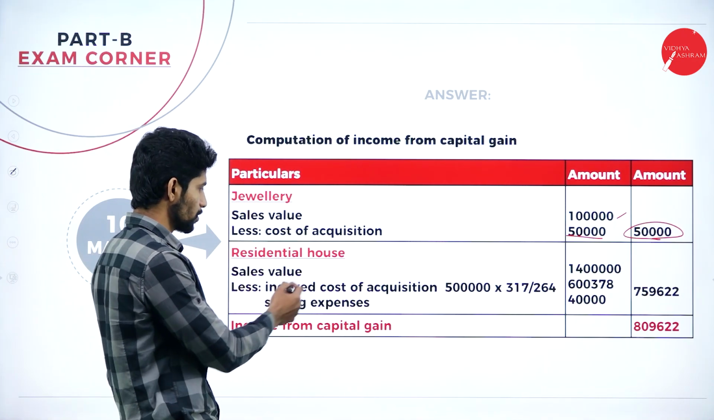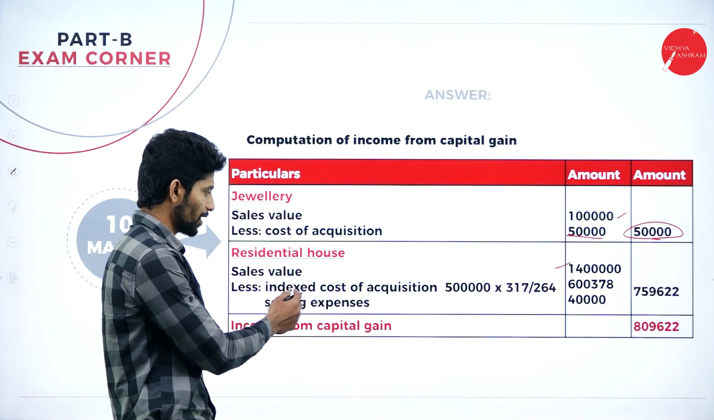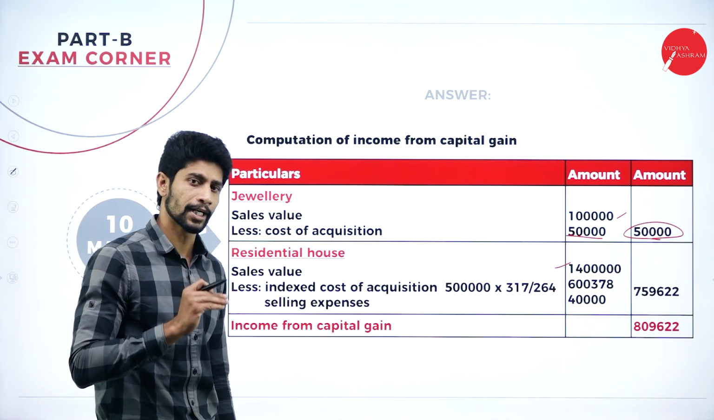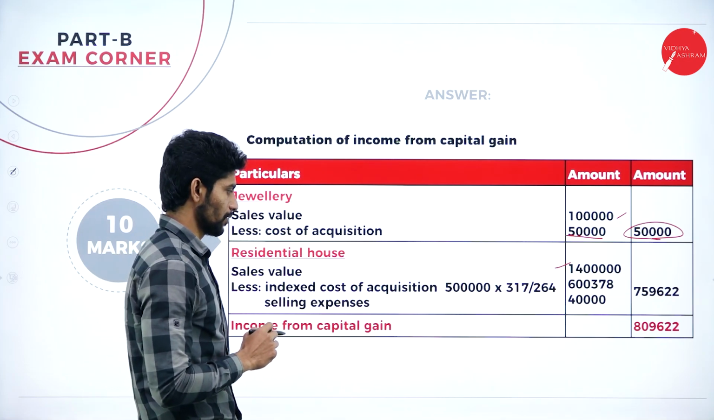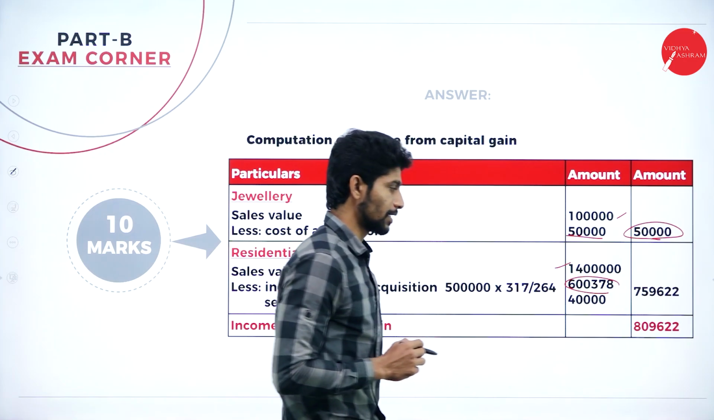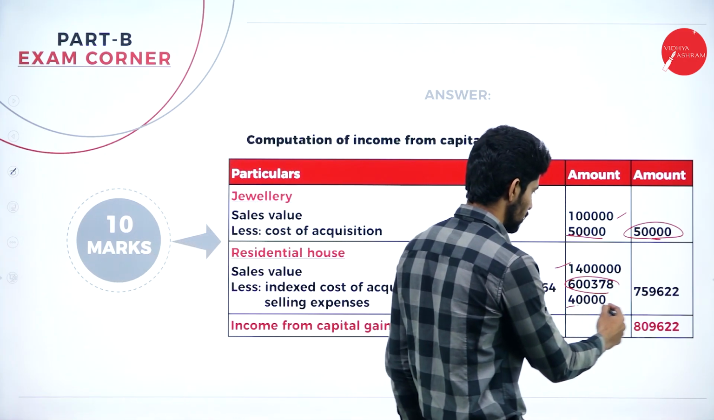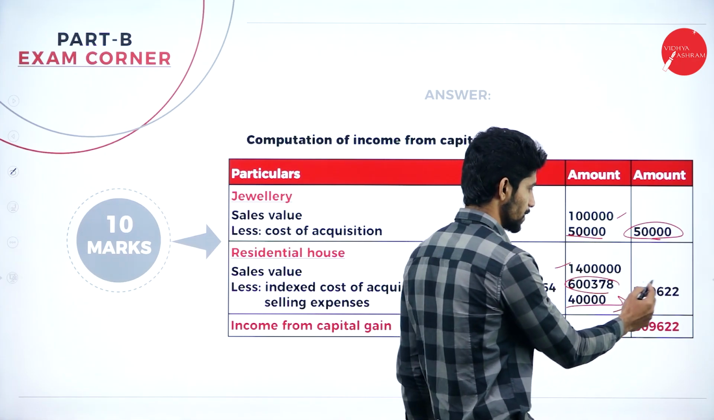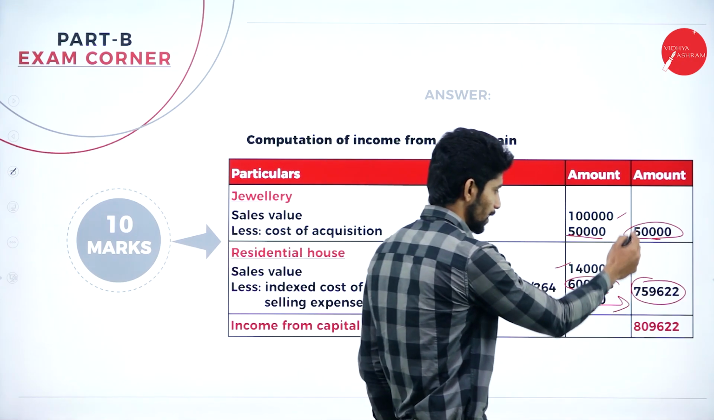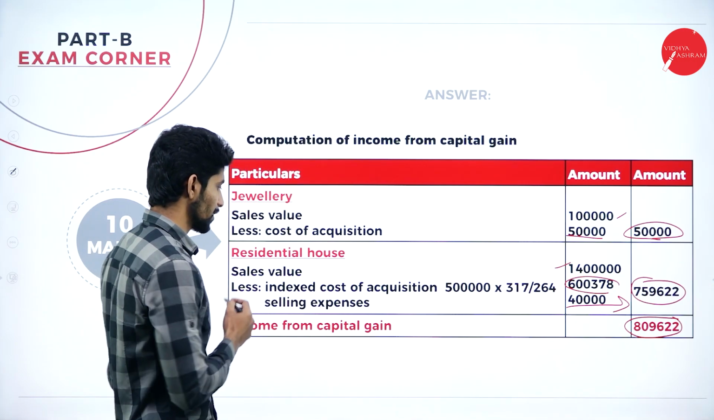But in residential house, sales value is 14 lakhs, and when you are computing, you will compute indexed cost of acquisition. You will not deduct the plain cost of acquisition, you will deduct the indexed cost of acquisition. If you deduct the indexed cost, you will get 6 lakh 378 rupees. Next, selling expenses of rupees 40,000. Deduct these two from 14 lakhs, the balance you will get is 7 lakh 59,622. So add these two, you will get 8 lakh 9,622. That is called income from capital gain.